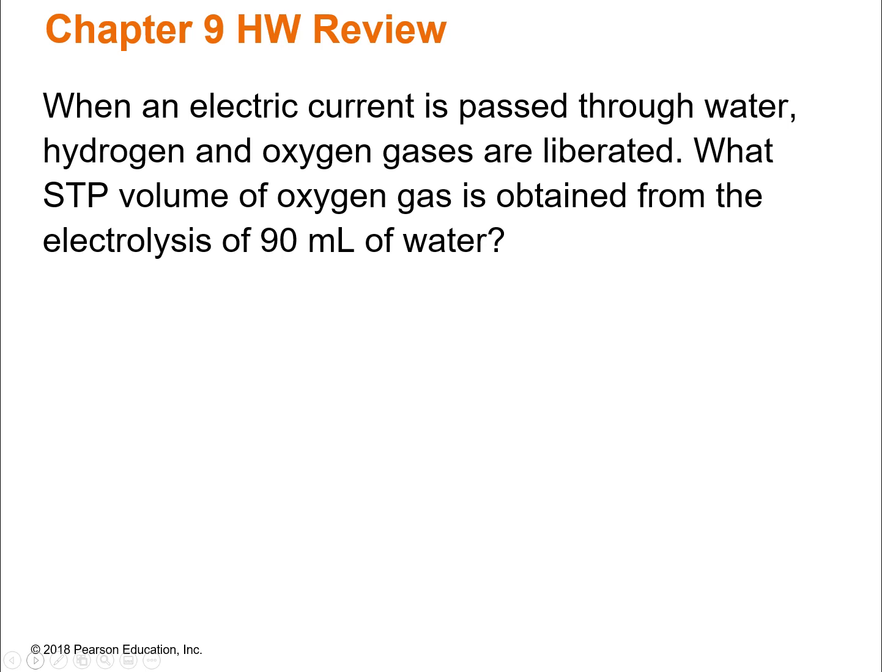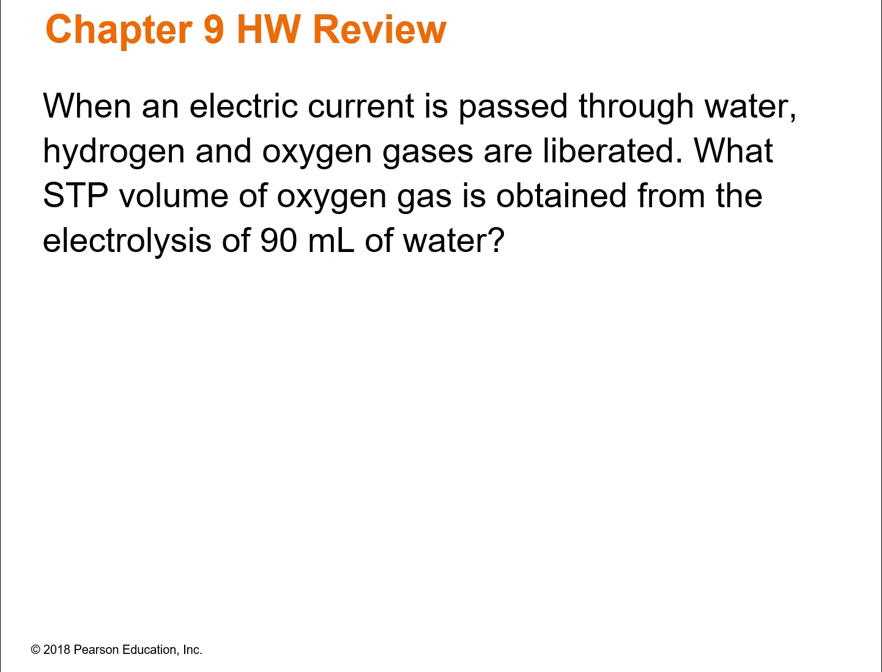So this question is one that is usually a little bit more difficult, but it involves a couple of topics that we've covered in the past. When an electric current is passed through water, hydrogen and oxygen gases are liberated. What STP volume of oxygen gas is obtained from the electrolysis of 90 milliliters of water?